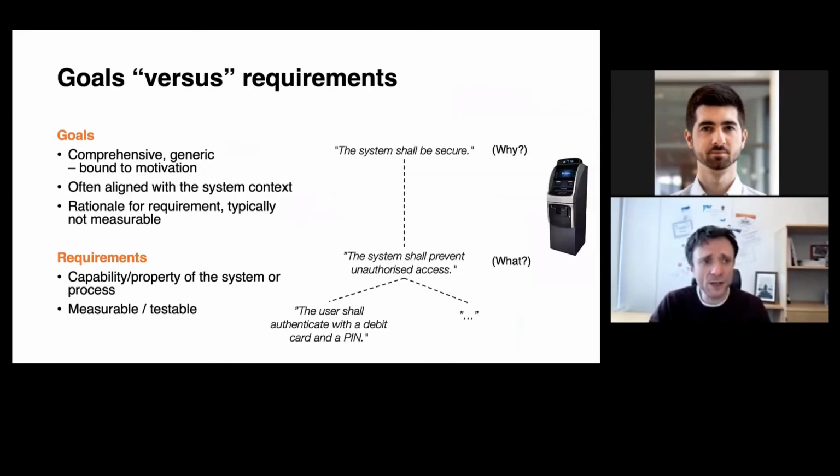Now let's keep talking about goals versus requirements. As I mentioned already, goals tend to be something more generic, comprehensive, rather abstract, bound to a motivation. In our worldview, goals are what describe the why questions. These are more context information. They explain why or why not certain requirements have which relevance or which priority. So in our example, the system shall be secure.